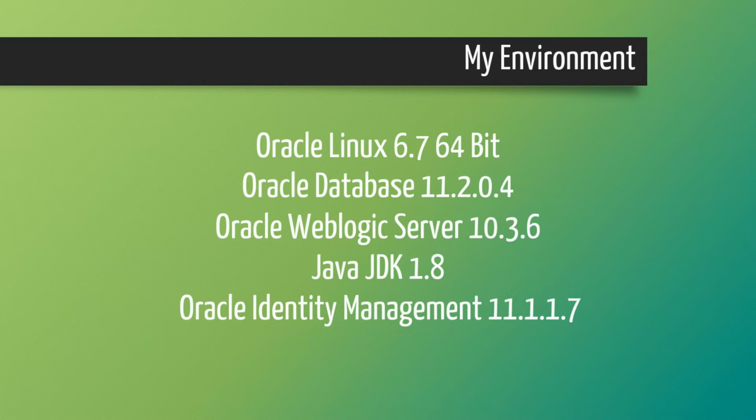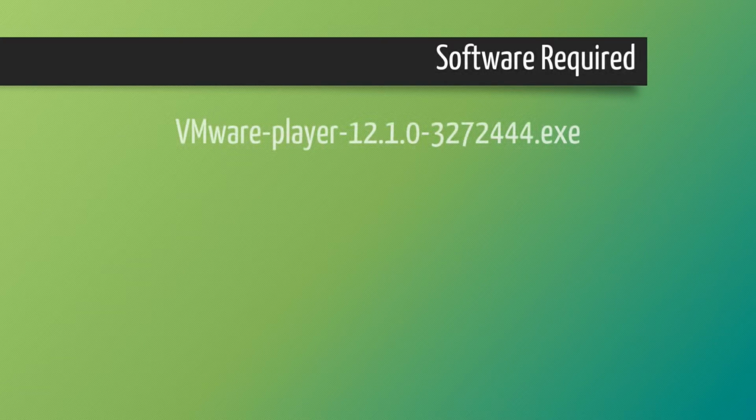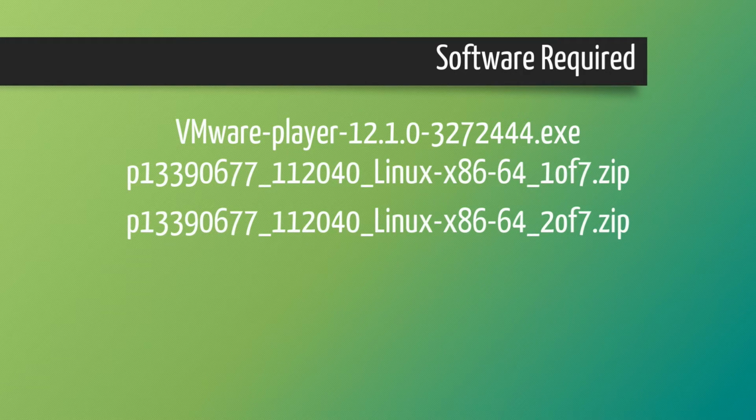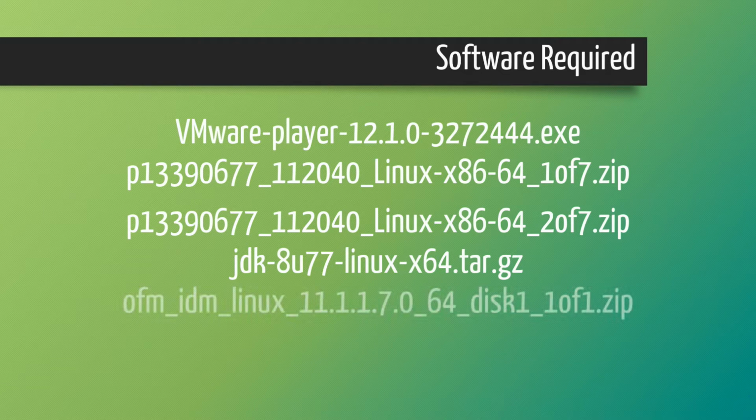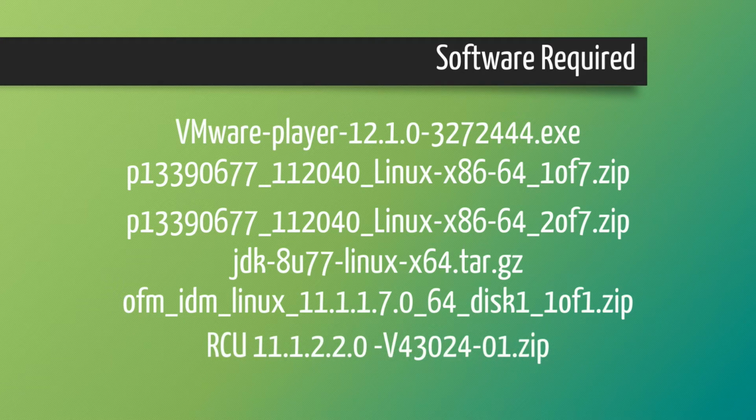Now let's see the software required. We need VMware Player to run the virtual machine. This can be freely downloaded from the VMware website. If you're building the VM from scratch, you'll need the 11.2.0.4 database and JDK 1.8. You can download both from the Oracle website as well. Then you need Oracle Identity Management 11.1.1.7 software. To create the repository, Oracle provides a handy utility called RCU, Repository Creation Utility. You should use RCU version 11.1.1.7 or higher. Here I'm using the 11.1.2.2.0 version of RCU. I'll leave all the links in the description.